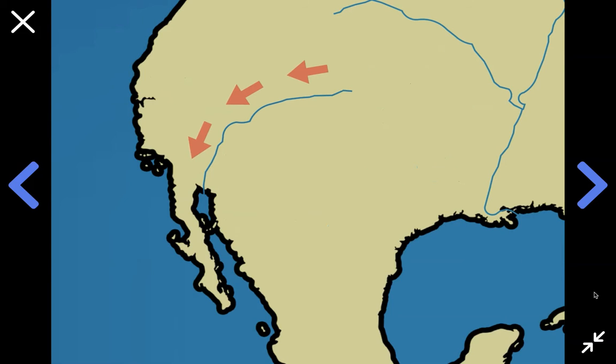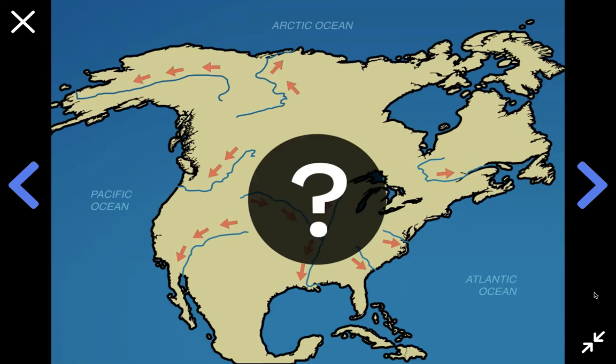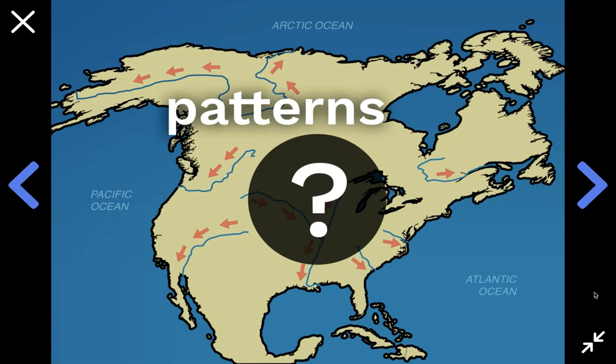Now, here's a hint. Take this river, for example. Since rivers flow from one place to another, look at where each river starts and where each river ends. Do all the rivers have anything in common? Can you find any patterns?